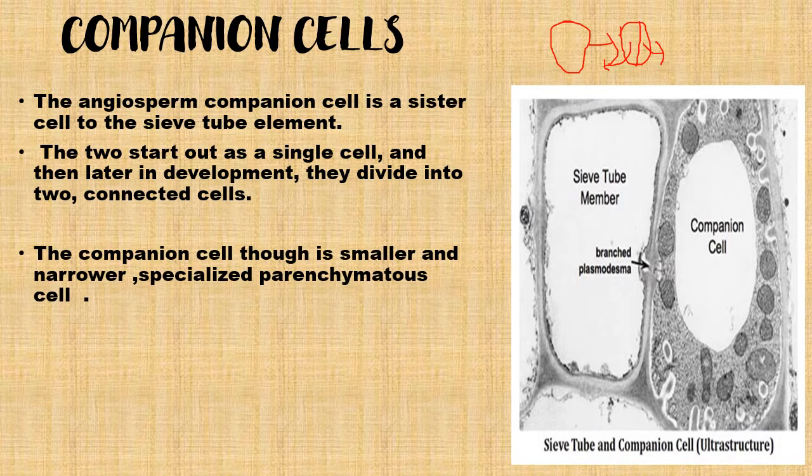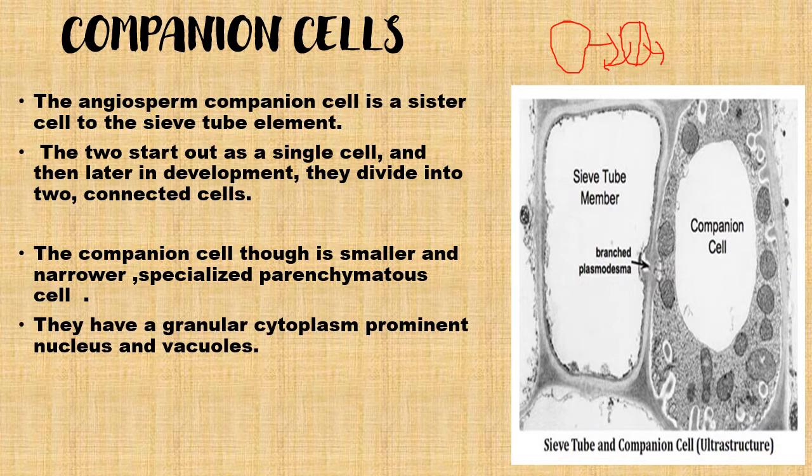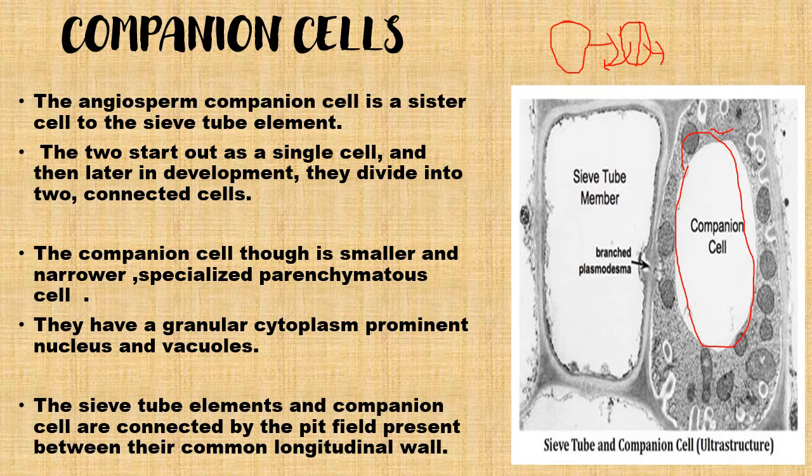These companion cells are specialized parenchymatous cells. They are smaller and narrower than the sieve tube members. They have granular cytoplasm, a big vacuole, and a very prominent nucleus. Sieve tube elements and companion cells are connected to each other by the pit area which is present in their longitudinal wall.